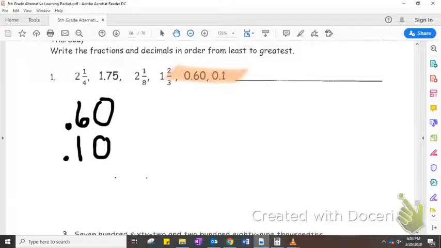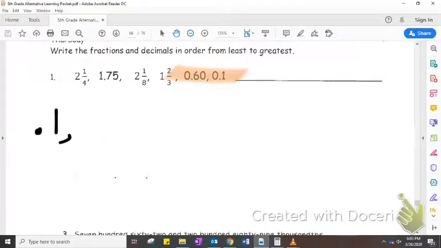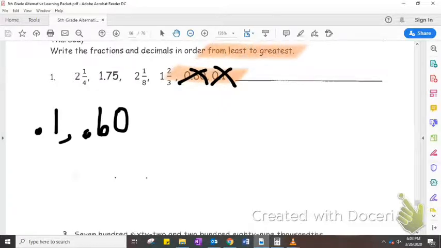I can add a 0 because 10 hundredths is the same as 1/10. When you look at the tenths place, 6 tenths is greater than 1/10. So that means that 1/10 is the least. 60 hundredths comes next. By the way, the problem says in order from least to greatest. You always want to check that because sometimes they do it from greatest to least.